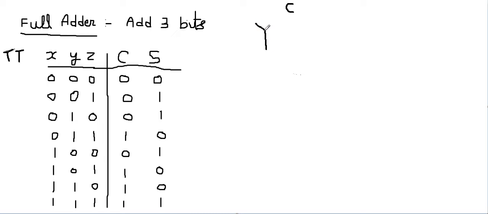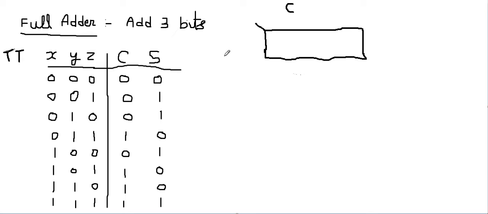It is a box which has some cells, which is divided into cells, right? So how many cells will be there in this K-map for the carry C? So how do we calculate the cells?